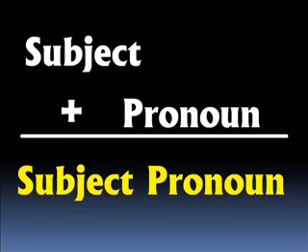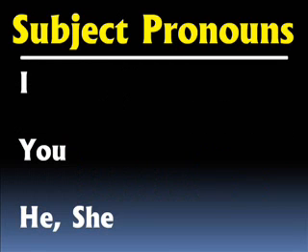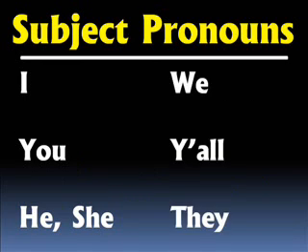Let's go through what they are in English first. We've got the singular subject pronouns, I, you, he, or she. And then we've got the plural subject pronouns, we, y'all. Now we're going to explain why we say y'all here in a minute. They. Now we've got a third set of subject pronouns that don't really exist in English. We've got another form of you, it's formal, and another form of y'all, which is also formal.